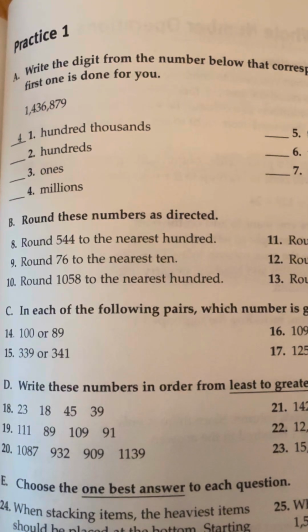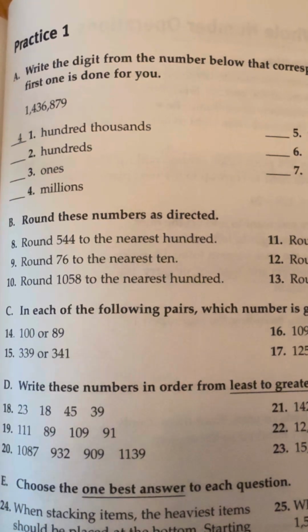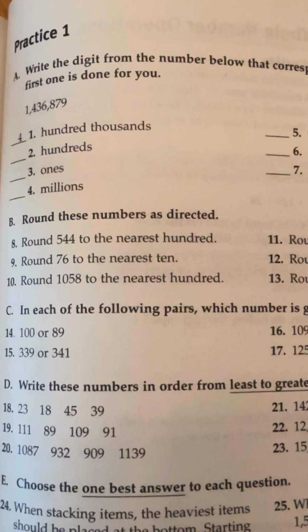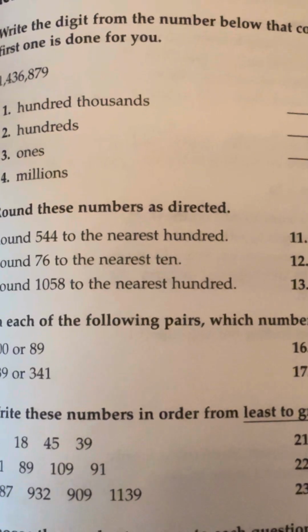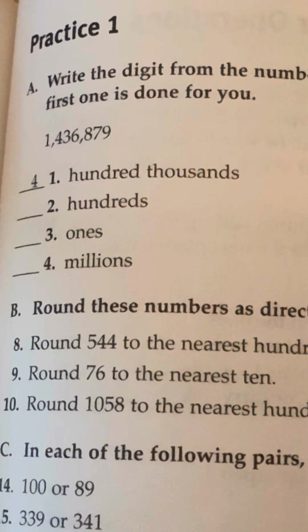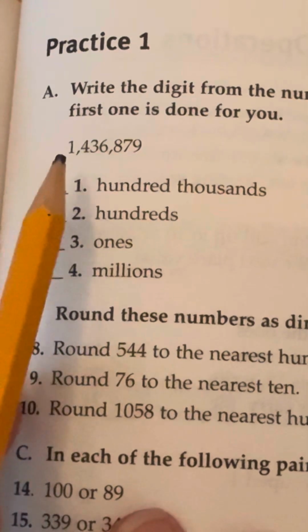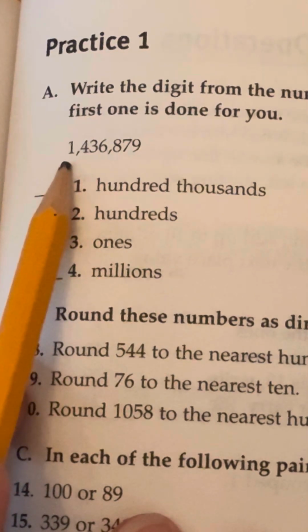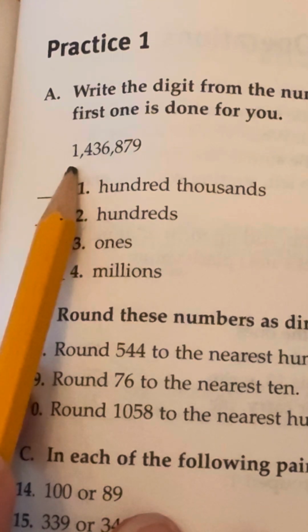So this practice is all about rounding, comparing numbers, and ordering. So let's get familiar with how we need to do these. The first question is asking about just labeling the different problems that you have as far as numbers go. So the first one's already been done for us. So how we look at this problem, this is 1 million right here. So this is your millions position right here.